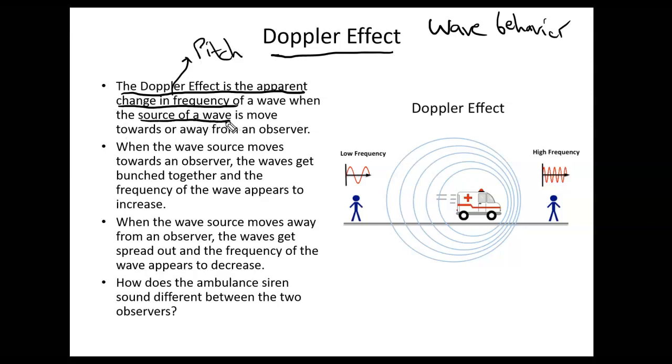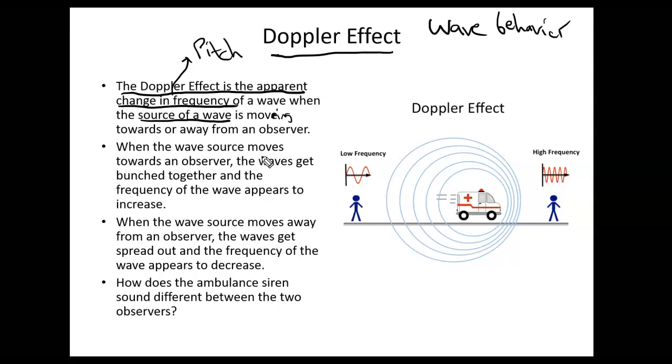Remember, by the way, that frequency has to do with pitch of a wave, when the source of a wave, so whatever is emitting the wave, that's a typo. That should say moving. Okay, so moving towards or away from an observer. Okay, the apparent change in frequency, that is the apparent change in pitch of a wave, when the source of a wave is moving towards or away from an observer.